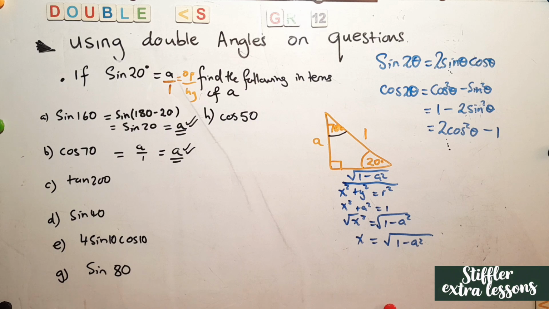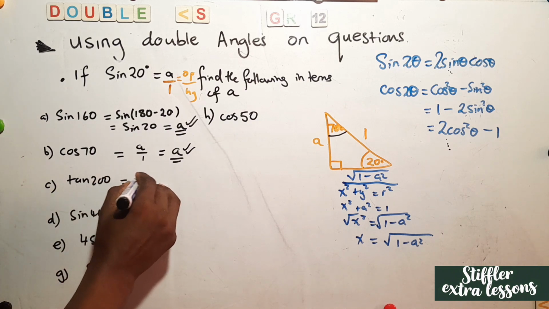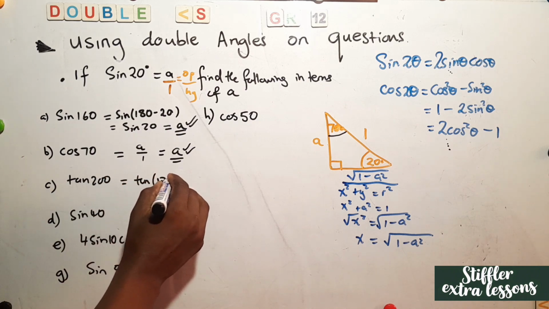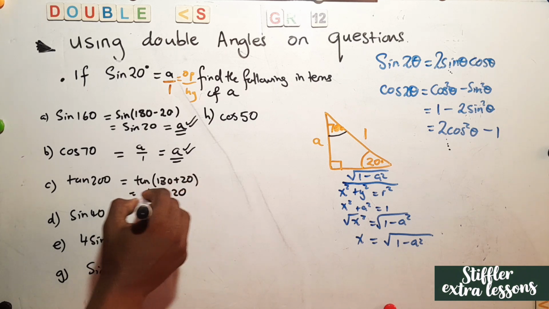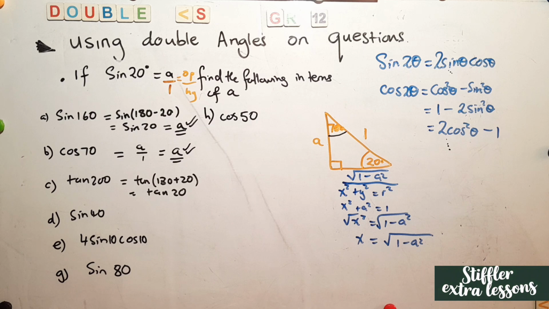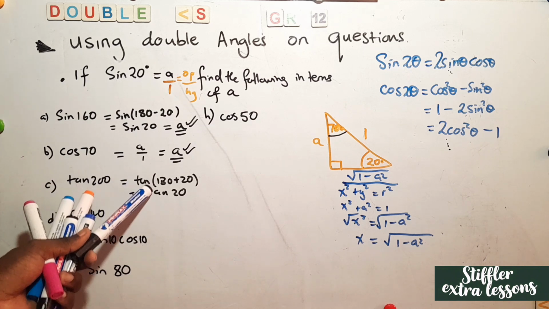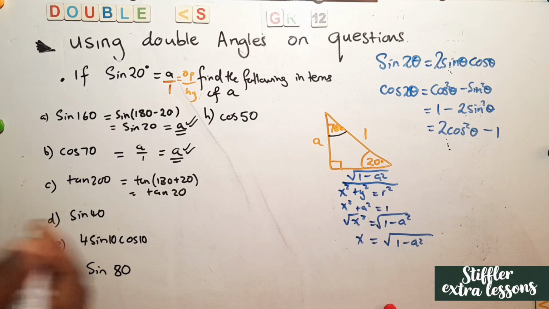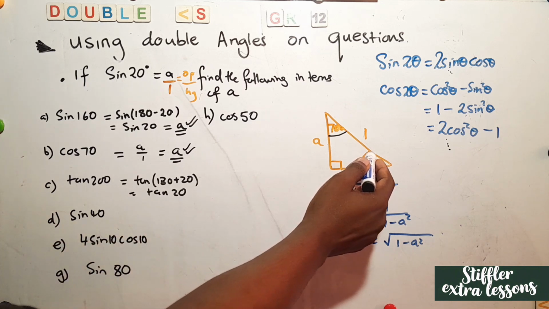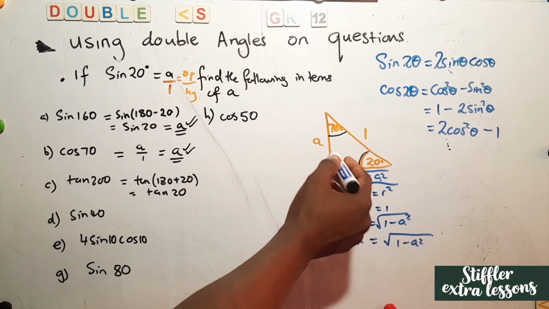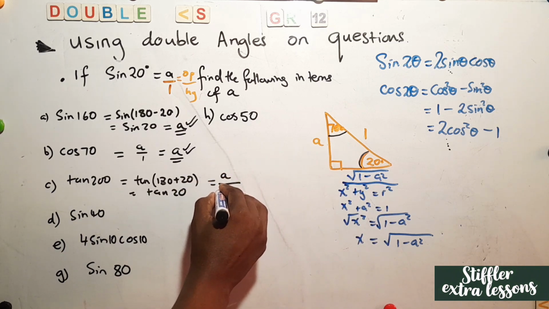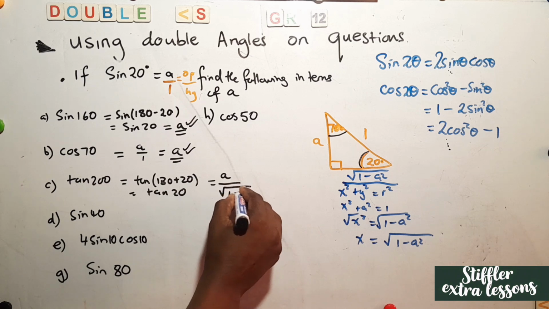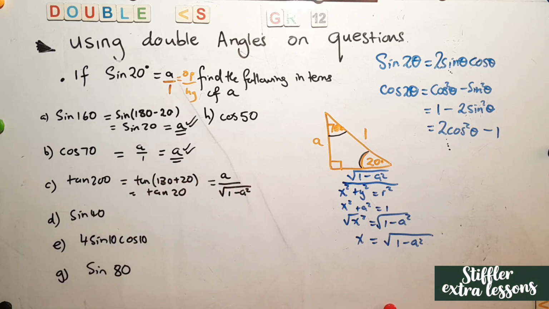And we move to tan of 200, which again we can reduce by saying tan of 180 plus 20, which is tan of 20. And this is in the third quadrant, so tan is positive. Lastly, when we are here, what is tan? Tan is opposite over adjacent. So this will be just a over the root of 1 minus a squared.